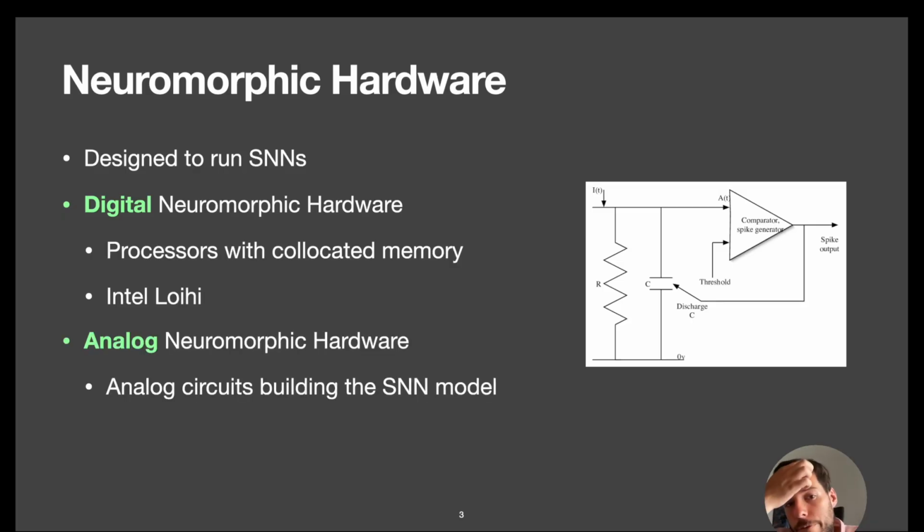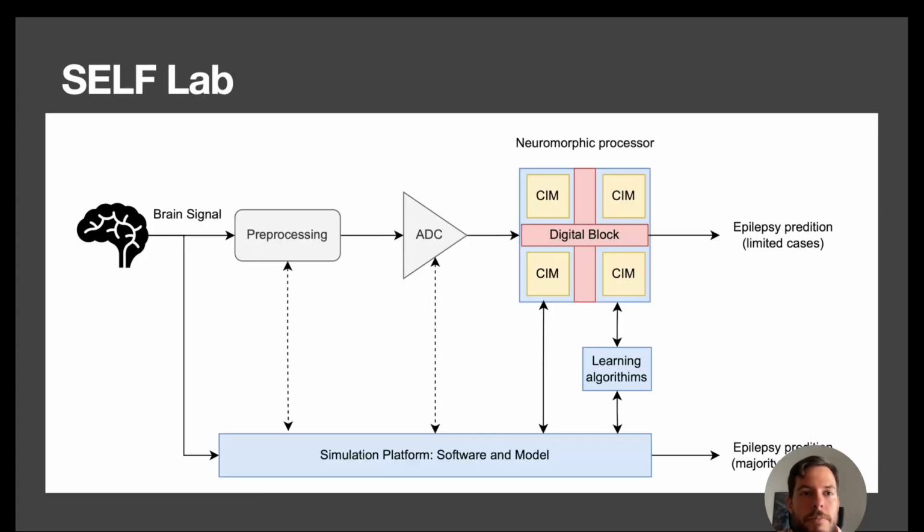And then we can also have analog neuromorphic hardware, an example of which is in the image, where this whole analogy of building an internal state can be built with a resistance, a capacitor, and a comparator with a threshold. The difference between these two architectures is that digital neuromorphic hardware is programmable, while analog neuromorphic hardware is not. So you need to know the spiking neural network architecture before building the analog hardware.